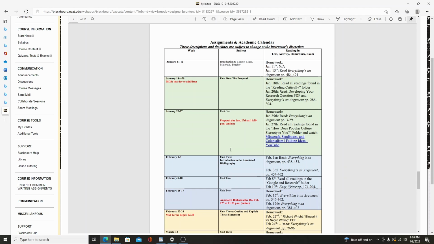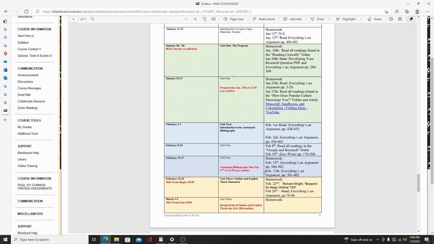So let's look at the academic calendar. I think this is a very unique way to set this up. You can see all the different units. They're color-coded for you.